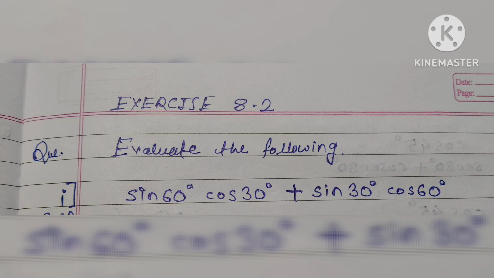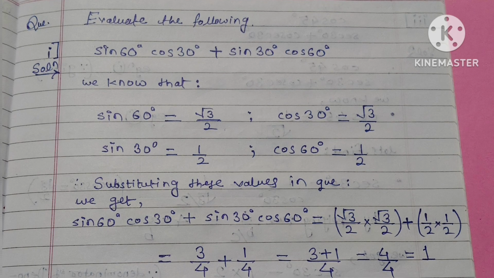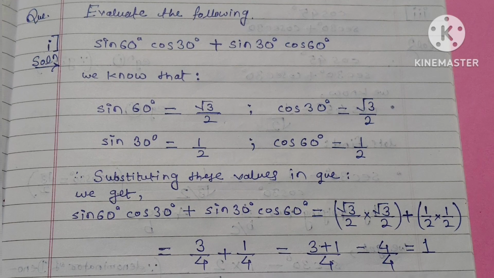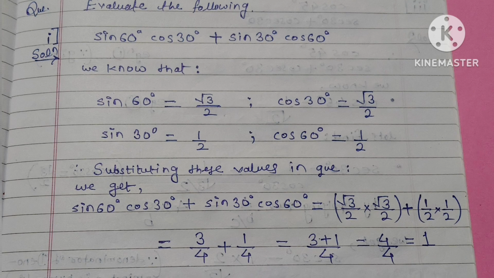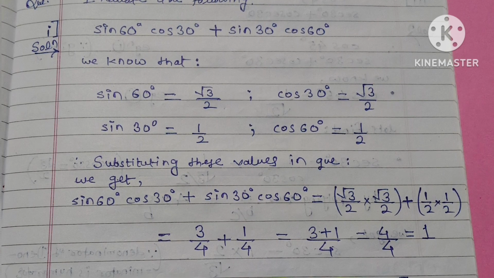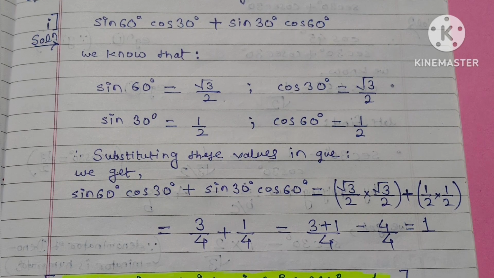So exercise 8.2 question, evaluate the following. So first one is sine 60 into cos 30 plus sine 30 into cos 60. So we know the values of sine 60 and cos 30 is square root 3 by 2, and then sine 30 and cos 60 is 1 by 2. So substituting these values into the question, we'll get under root 3 by 2 into under root 3 by 2 plus 1 by 2 into 1 by 2.